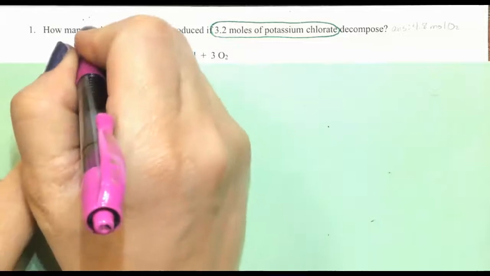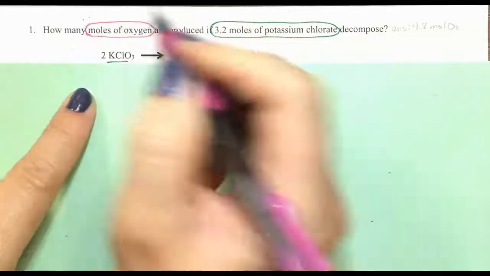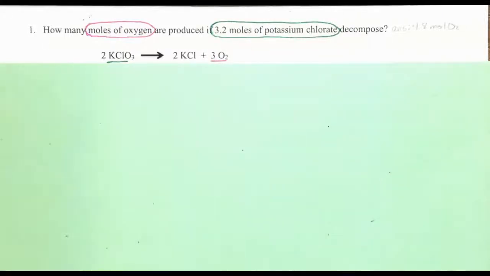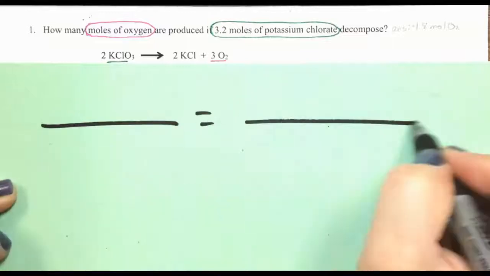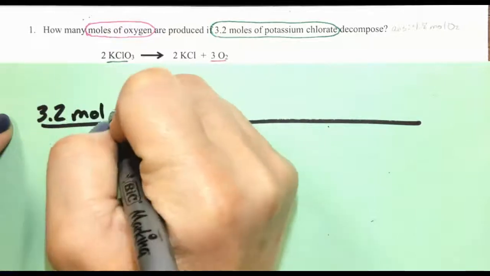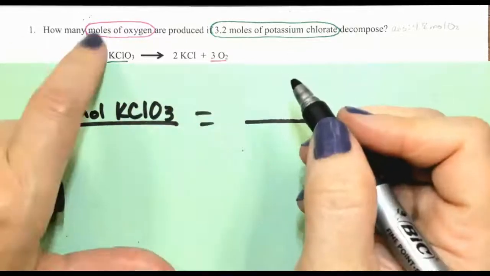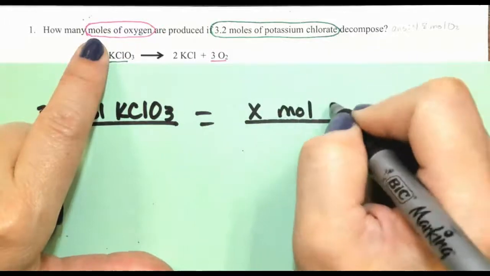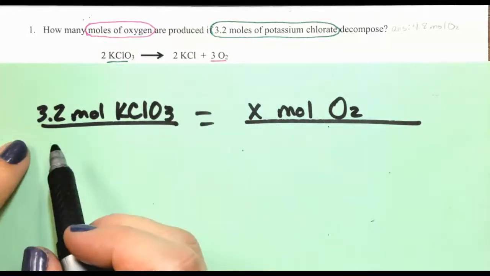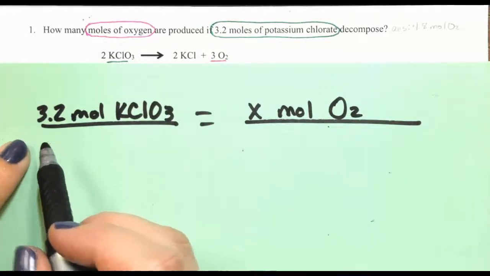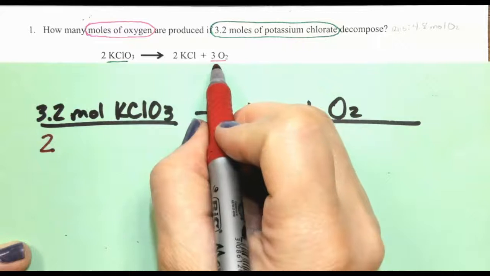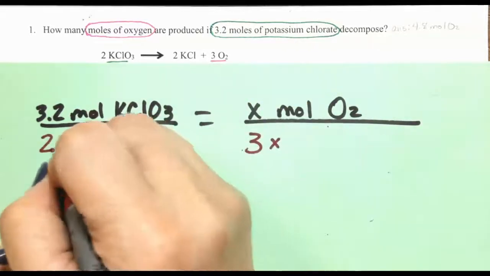How many moles of oxygen is our unknown, and that's going to be this in our equation, which has a coefficient of 3. So now we're going to set up our proportion. Our given is 3.2 moles of KClO3, and our unknown is X moles of oxygen, which remember it's a diatomic, so it's O2. At the bottom, I'm going to put my coefficients. So for KClO3, the coefficient is 2, and for oxygen, the coefficient is 3.